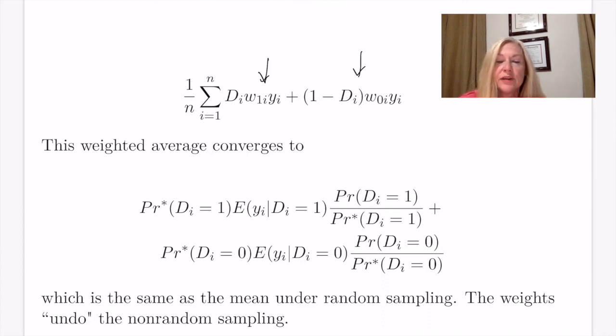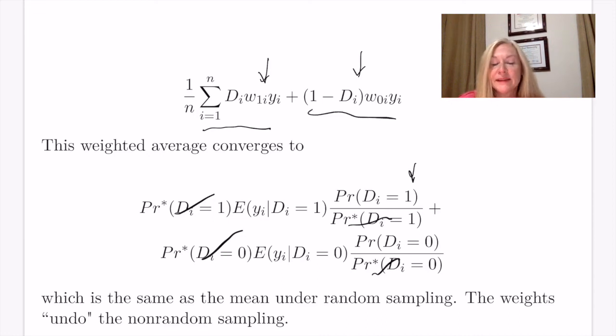This is going to converge. This part converges to the probability d equals 1 times the expectation of y given d equals 1. And then we incorporate this weight, because for all these people, the weight is equal to this. And so you can see how this cancels with this, and the same for the second part. So the weights basically undo the non-random sampling. So it's not difficult. You just have to incorporate the weights.